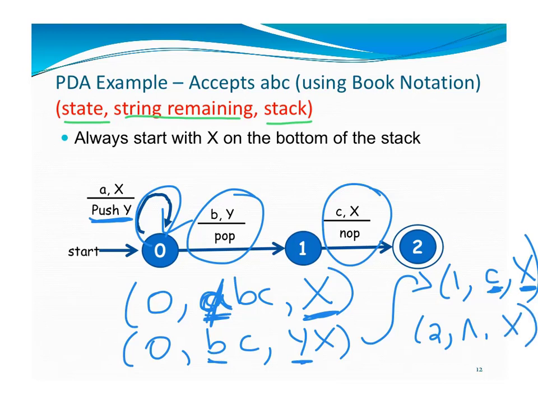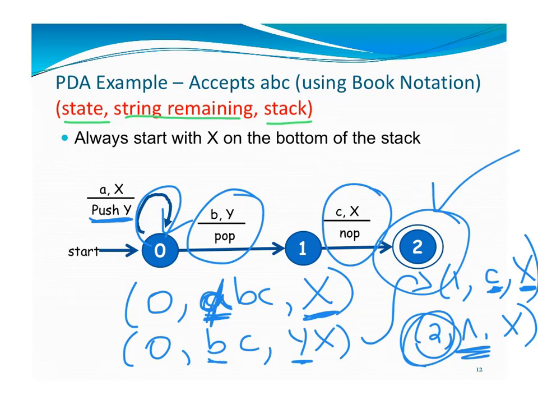And I have lambda as my string left over, so I check and I say, is state 2 a final state? Is it an accept state? I look, it's got a double circle, yes. So I say, yay, we accept this string. So ABC is in my language.